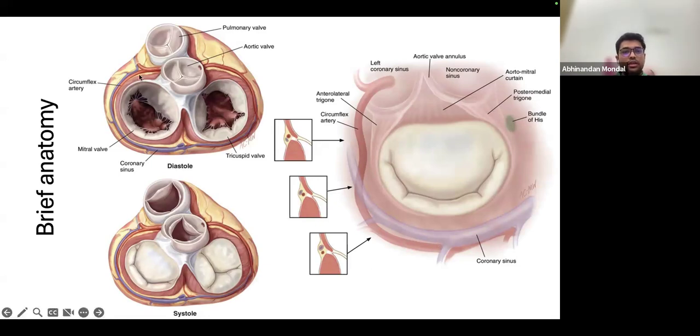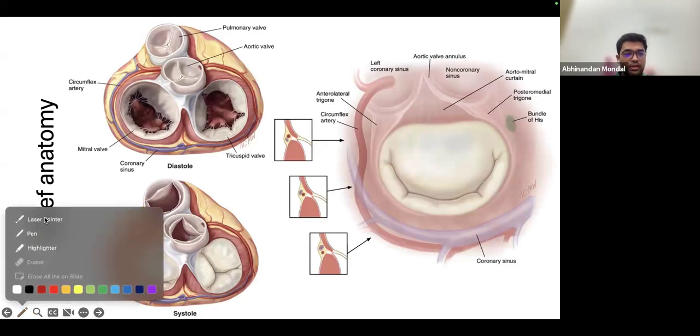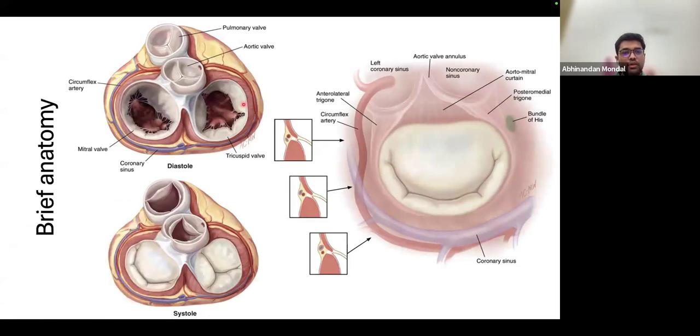If we see from the base of the heart, just hold on, I'm starting a laser pointer, we can see that this is your mitral valve, which is the posterior and left structure, and here is the tricuspid, which is the posterior and right structure. Here is your aortic valve, and the most anterior structure is your pulmonary valve. This is open during diastole, and this is during systole.